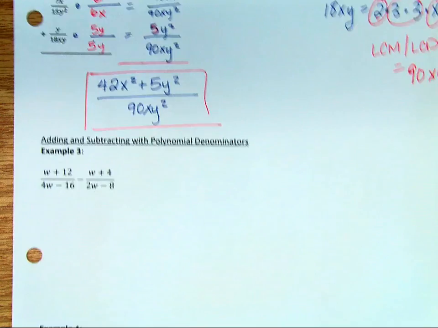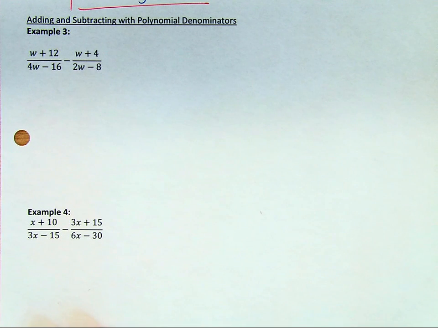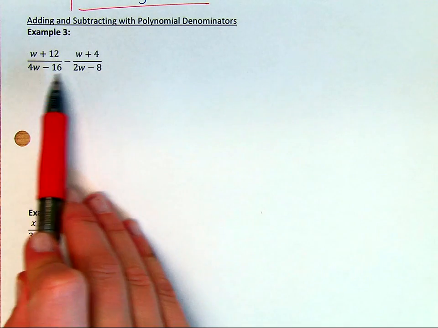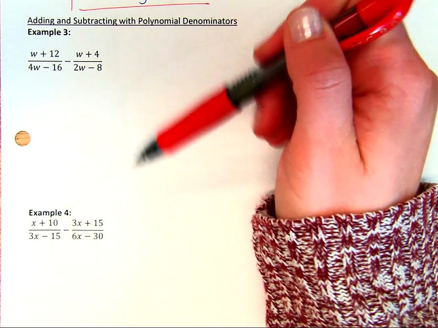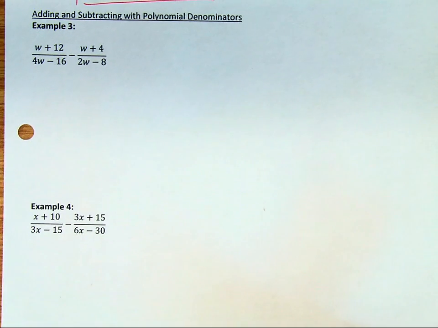Okay, next type of example is when we're adding and subtracting with polynomial denominators. Alright, so we practiced finding the least common denominator with polynomials earlier, so we're going to use that skill here. Now, if you see a problem written horizontally like this, I would switch it to be vertical. I think it's easier because you can kind of set it up nicely like this. But it's up to you. So I'm going to switch it to be vertical.